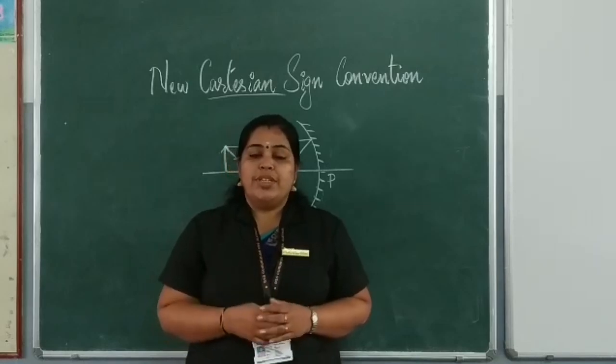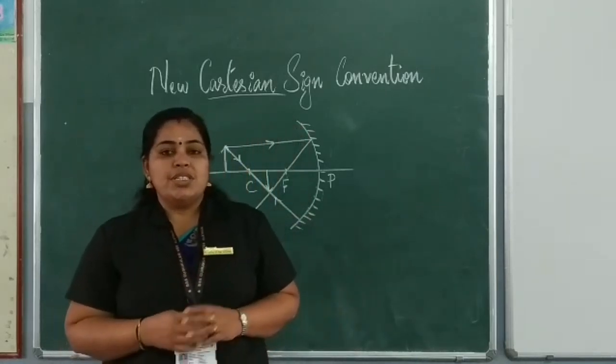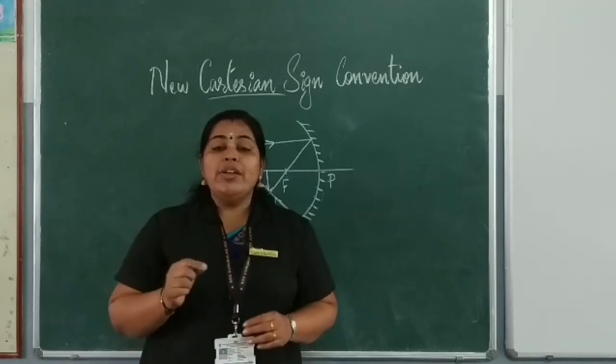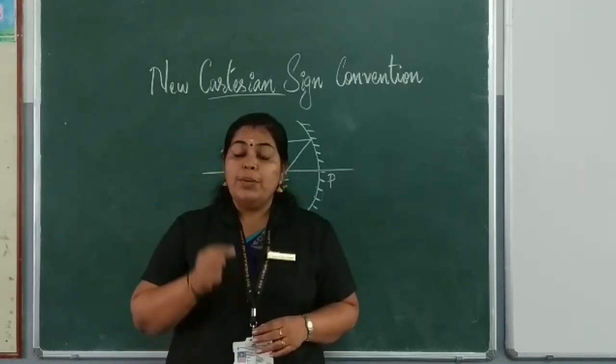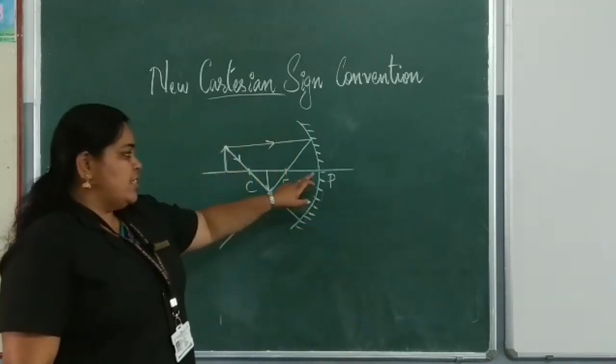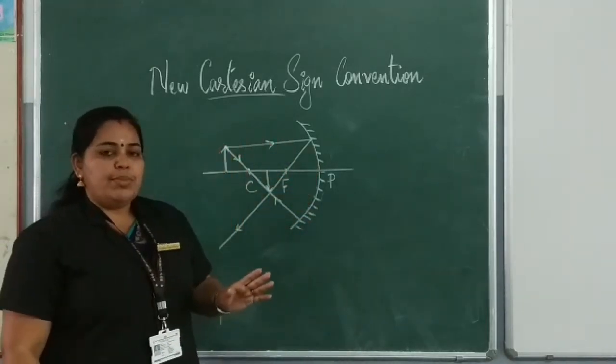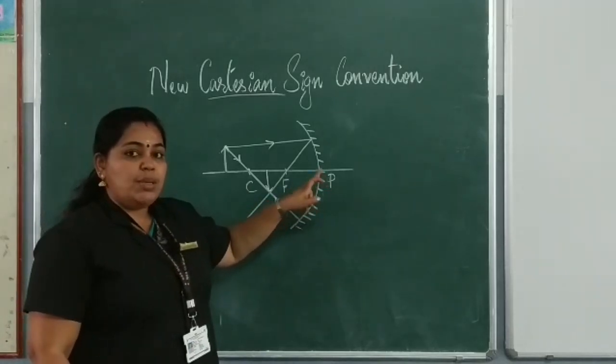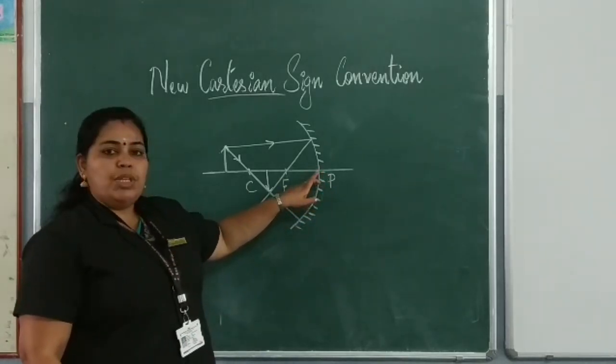Now we will move on to the next topic, new Cartesian sign convention. According to this rule, all distances are measured from the pole of the mirror. This is the pole, isn't it? So all measurements are measured from the pole of the mirror. It starts from the pole.